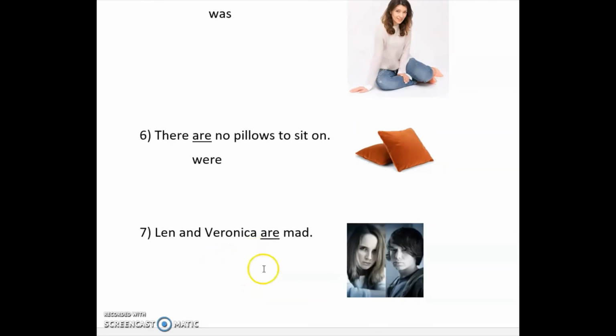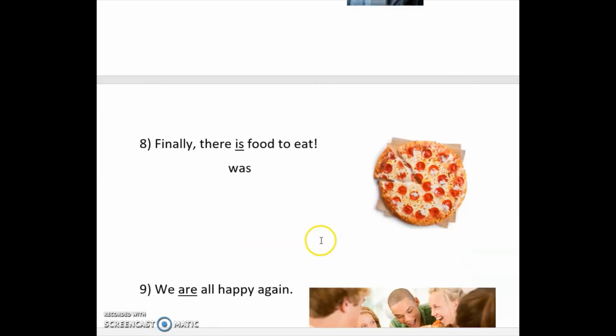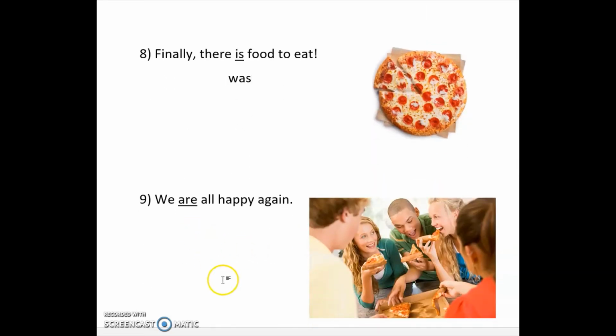Len and Veronica are mad. Len and Veronica were mad. Then they got to be happier, right? Okay. Finally, there is food to eat. Finally, instead of is, there was food to eat. We are all happy again. Instead of we are, we were.